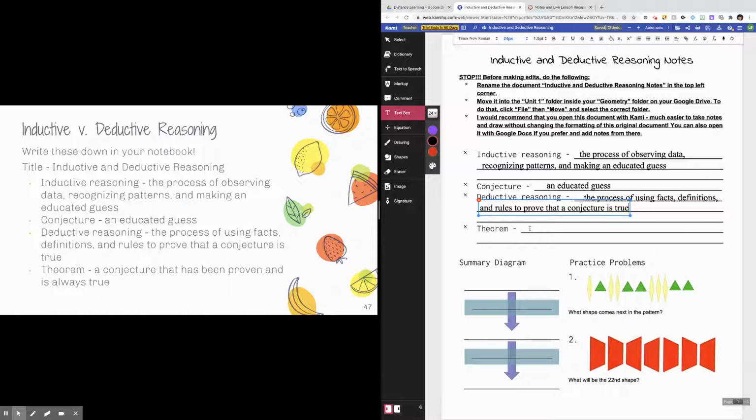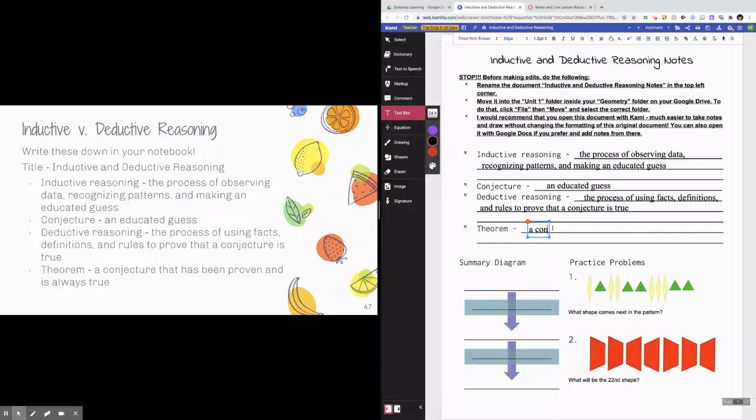And that's a lot of what we do in geometry, right? We take rules that we already know are true, and then we use them to make new rules that are always going to be true. And those new rules are called theorems. So a conjecture or a guess can turn into a theorem once we have proven that it always is true, that it always works.